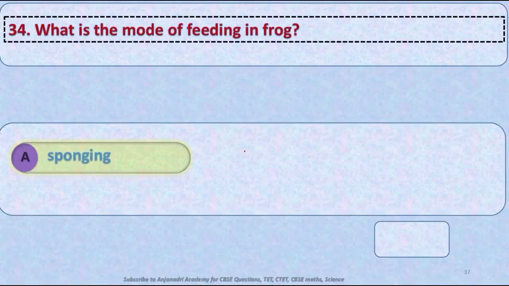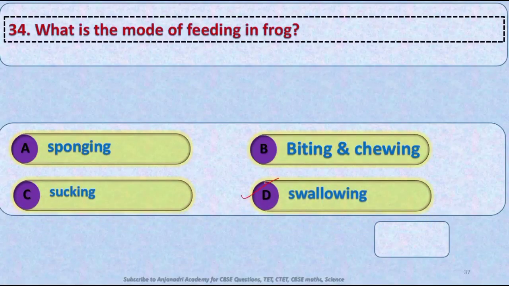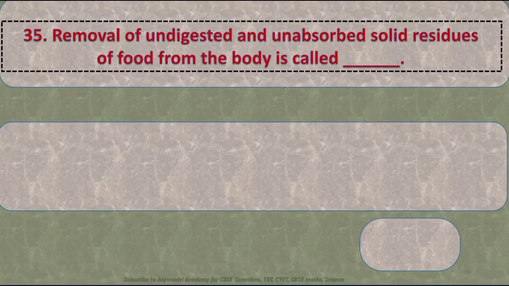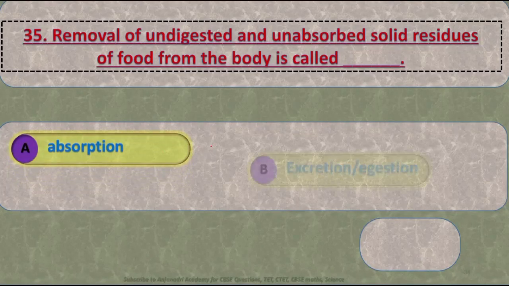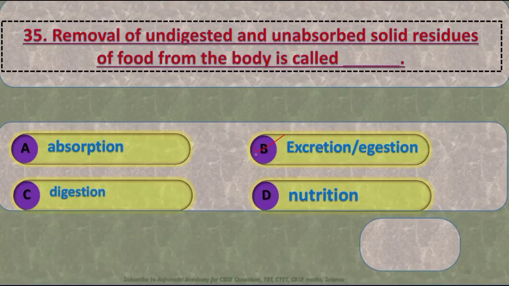Here is the next question. What is the mode of feeding in frog? Sponging, biting and chewing, sucking, or swallowing. Option D is the correct answer, swallowing. Here is the next question. Removal of undigested and unabsorbed solid residues of food from the body is called option A, absorption, B, excretion, C, digestion, D, nutrition. Answer B is the correct answer, excretion.